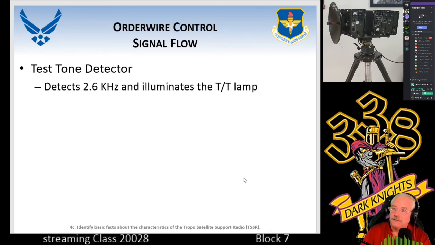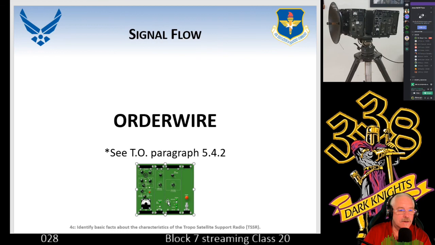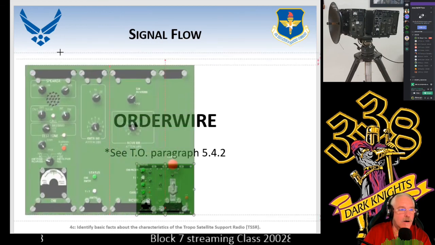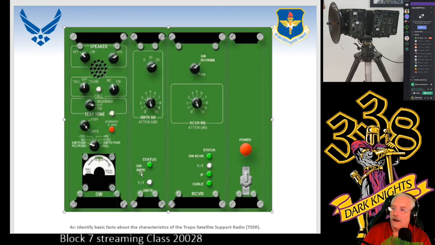Again, there's a test tone detector. You'll see the lights on your baseband and RF assembly will illuminate. They actually have T/T on them. In fact, let me go back to this one and give you an idea where they are. You can see, here's your transmitter. Down at the bottom of your LRU, you will see T/T, and there's the white light for your test tone.